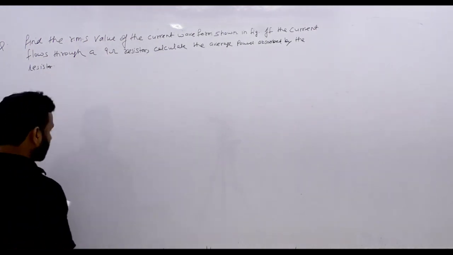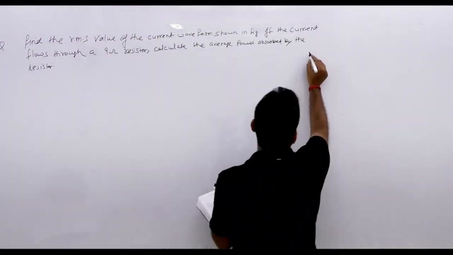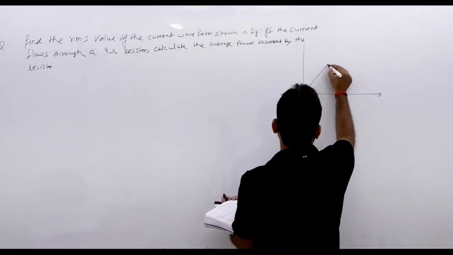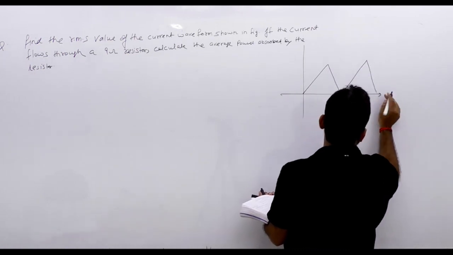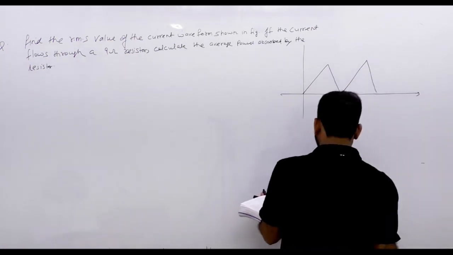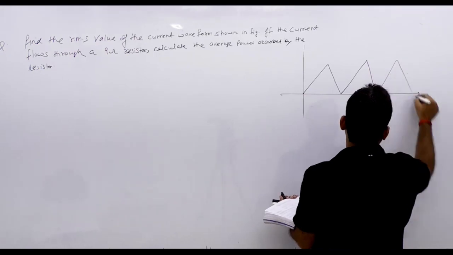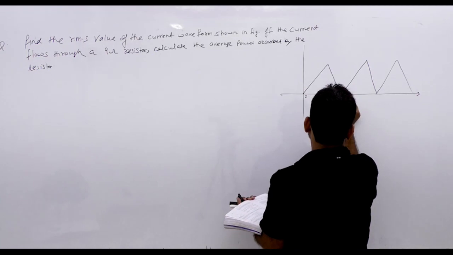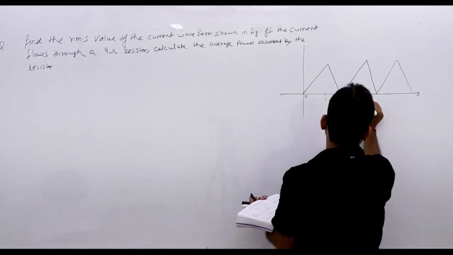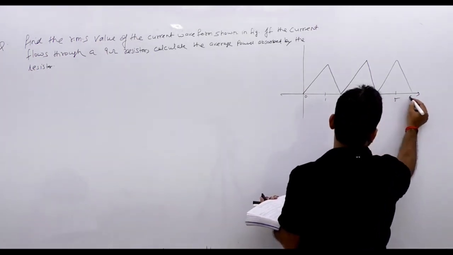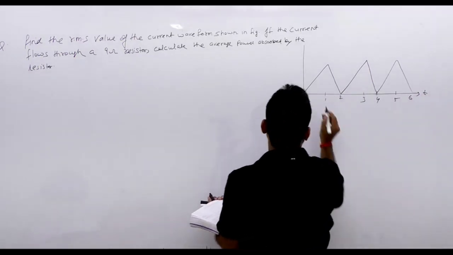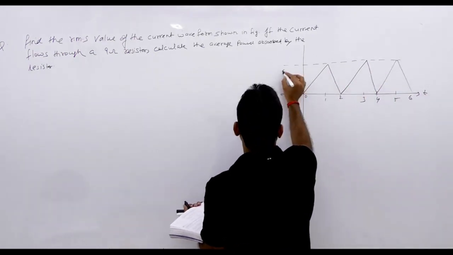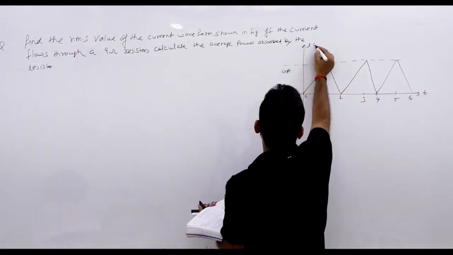सो हमारी वेव फॉर्म क्या है देख लेते हैं. हम वेव फॉर्म को इधर ड्रॉ करते हैं. सो दिस इज योर वेव फॉर्म. So this is the waveform that is given. It is 1, 2, 3, 4, 5, 6, and t. Then on the y-axis they have given 4 ampere, and this is I of t. So this is your question.